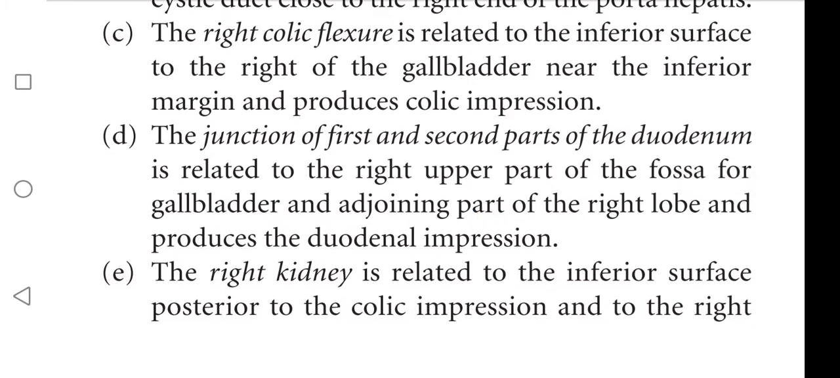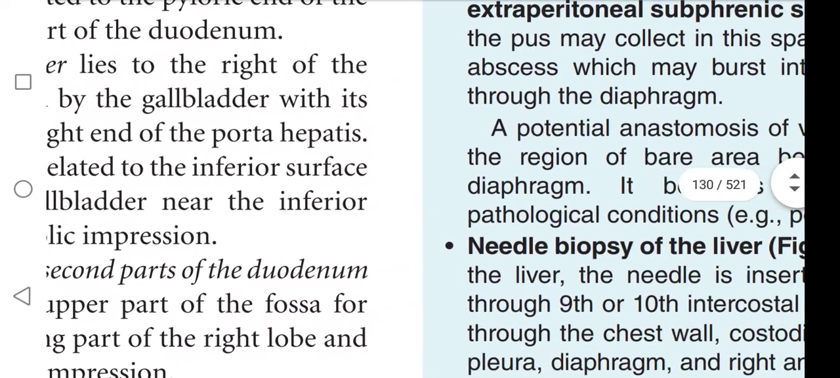Next, the junction of the first and second parts of the duodenum is related to the right upper part of the fossa of the gallbladder and the adjoining part of the right lobe, and produces the duodenal impression.